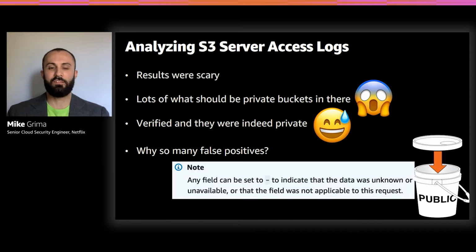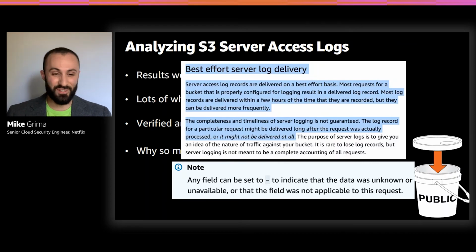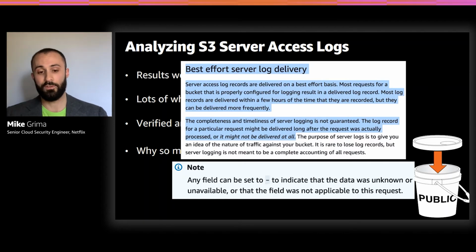So I looked in the documentation and this note came up. And it states that any field can be set to a hyphen to indicate that the data was unknown or unavailable. So why would that happen? And then in the logs it says this too. It says that there's a best effort server delivery. And so basically S3 will try its best to deliver you complete logs, but sometimes it's not able to. So if the data is not fully complete when it ships the logs to you, you will get that hyphen for those fields.